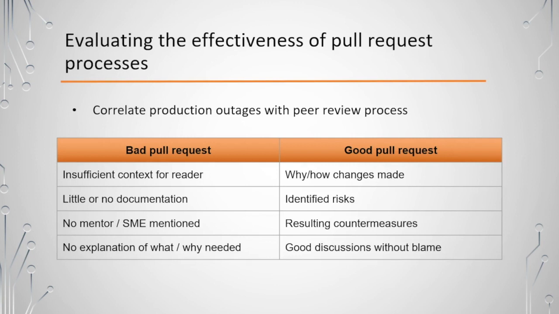In contrast, a good pull request contains detailed documentation on why or how the changes were made. They identify risks associated with the changes and any resulting countermeasures. Oftentimes, a pull request will result in discussions between multiple engineers. When these discussions are constructive, instead of blaming when issues arise, it can be a positive thing, and therefore it can still be considered a good pull request.